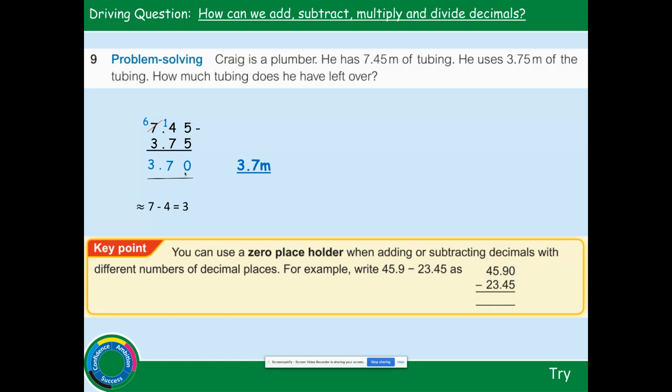Okay, key point. You can use a 0 placeholder when adding or subtracting decimals with different numbers of decimal places. So for example, 45.9, there is only 1 decimal place. Subtract 23.45, there's 2 decimal places. So if you wanted to use a 0 to give them both the same number of decimal places to help you out, it's quite all right to do that. So let's have a look at some questions that involve that.